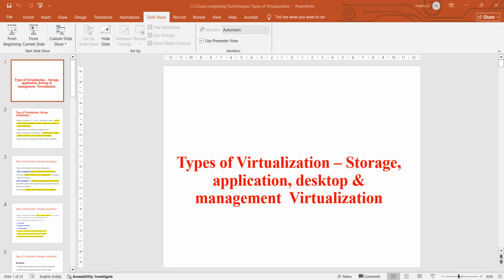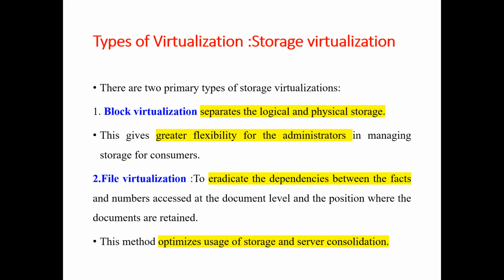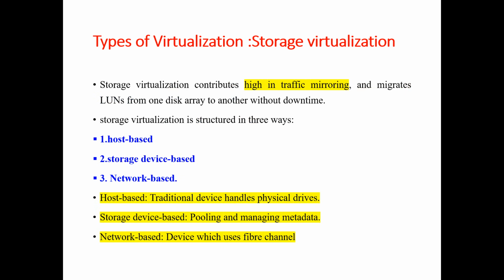Storage virtualization is again classified into two types. One is block virtualization and the other is file virtualization. Block virtualization works with storage blocks. It separates your logical storage from physical storage. It is used in storage area networks. File virtualization works based on files. The user does not need to know where the files are actually stored. The user can access files without knowing their actual location. So that will be file virtualization.